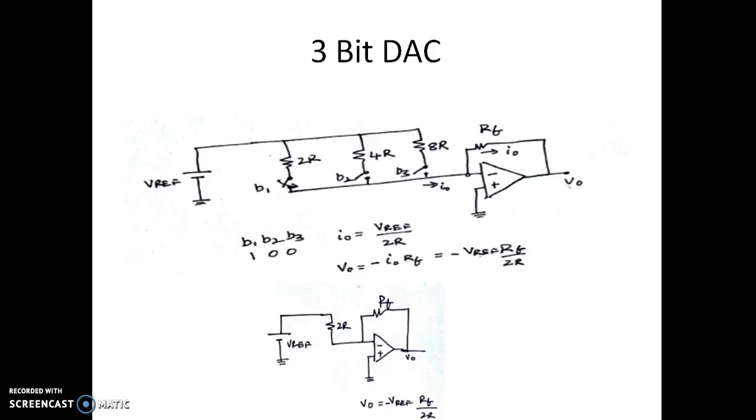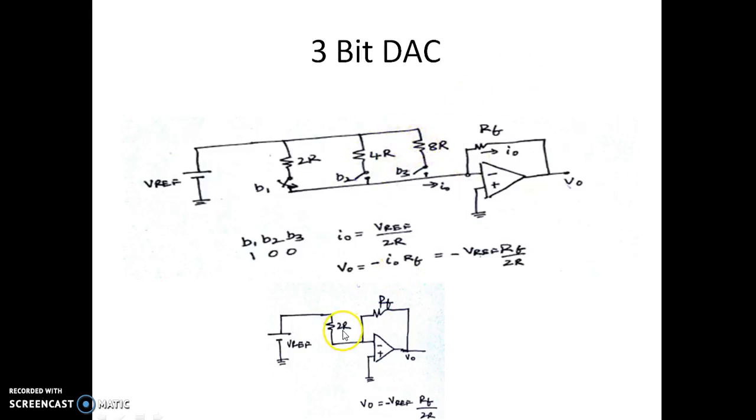Now let us consider a 3-bit DAC. As you can see, it is a 3-bit DAC. We have B1, B2, B3, a reference voltage, and the resistors connected are 2R, 4R and 8R, only 3 bits. We know that the output voltage is given by minus I0 into RF, where I0 is the current flowing over here, which is the combination of this current and this current. Since the bit pattern is 100, only this particular switch is closed and these two switches are open. So when these two switches are open, these two resistors do not come into the picture.